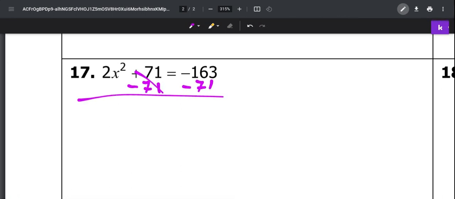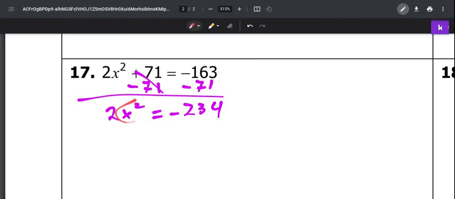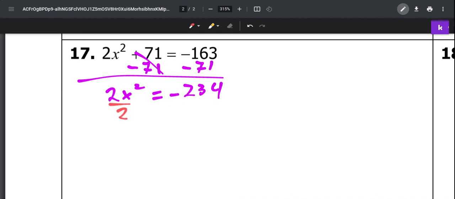Subtract 71, because we need to isolate x squared. So then 2x squared equals negative 234. Once again, if we want to use square roots, we have to isolate x squared. So we're not factoring here, we're just isolating x squared and using square roots. So x squared equals negative 117.